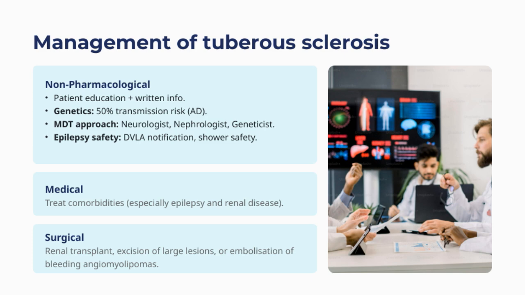This involves neurologists, nephrologists, and geneticists working together to address the complex needs of these patients comprehensively. Regarding epilepsy safety, patients should be advised to notify the DVLA if they are drivers, and take precautions such as shower safety to prevent accidents during seizures. It's all about minimizing risks and ensuring safety in daily life. Overall, managing tuberous sclerosis involves a combination of surgical and medical interventions, patient education, genetic considerations, and safety measures, all aimed at improving patient outcomes and quality of life.